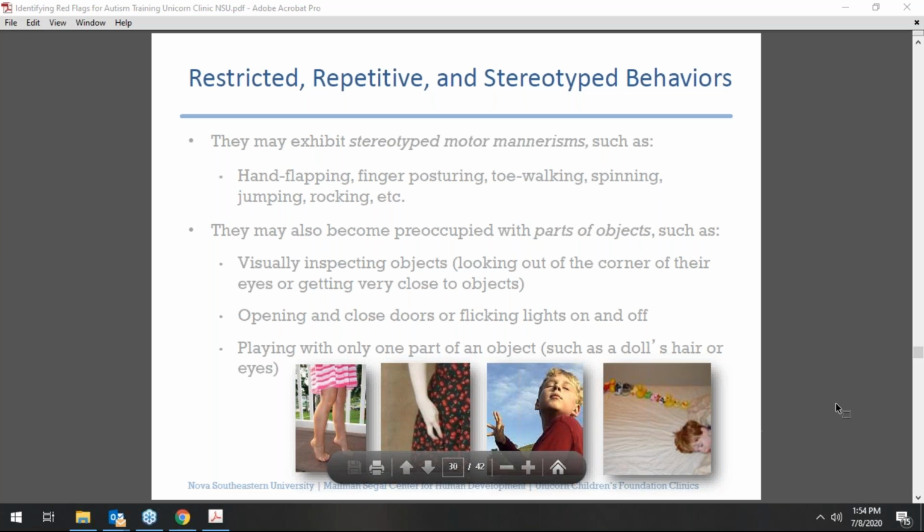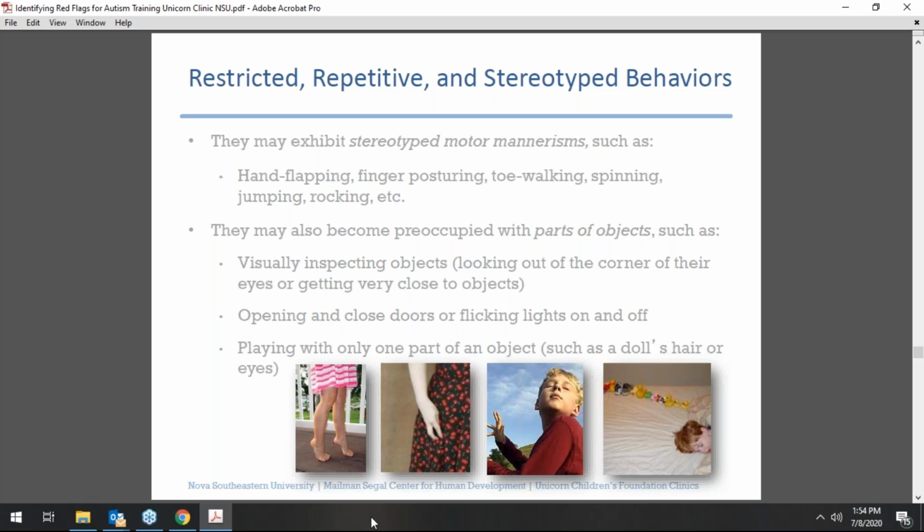Okay, so now we're going to talk a little bit more in detail about what Dr. Morello mentioned about the RRBs, the restricted repetitive behaviors. Like she mentioned before, when we diagnose a child with autism, there need to be two areas where they're having difficulties: social and emotional problems, and then the restricted repetitive behaviors. The way this looks is they might engage in hand flapping when they're excited. They might engage in finger posturing.